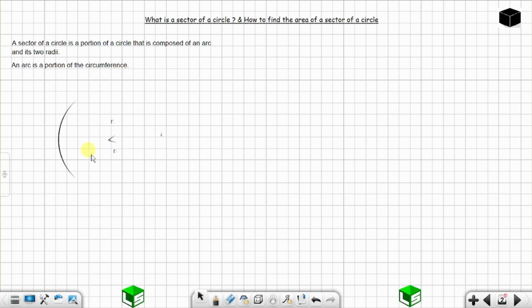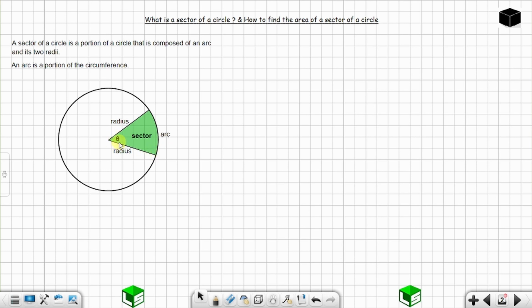Let's say you have this circle and you have this shape inside of the circle. The shape is composed of an arc and two radii. You have an arc, one radius and another radius. This shape is known as the sector. This is the sector in green. So the sector is composed of an arc and two radii, and there is an angle at the center, the angle of the sector, let's call it theta.